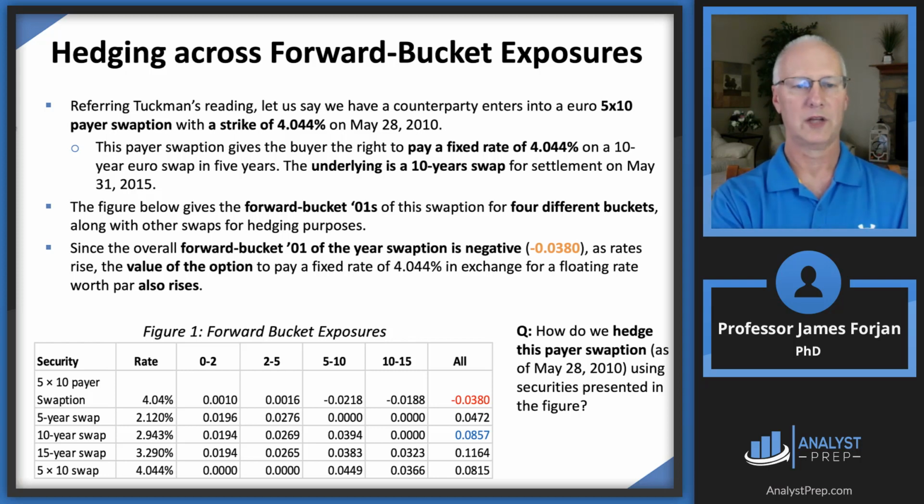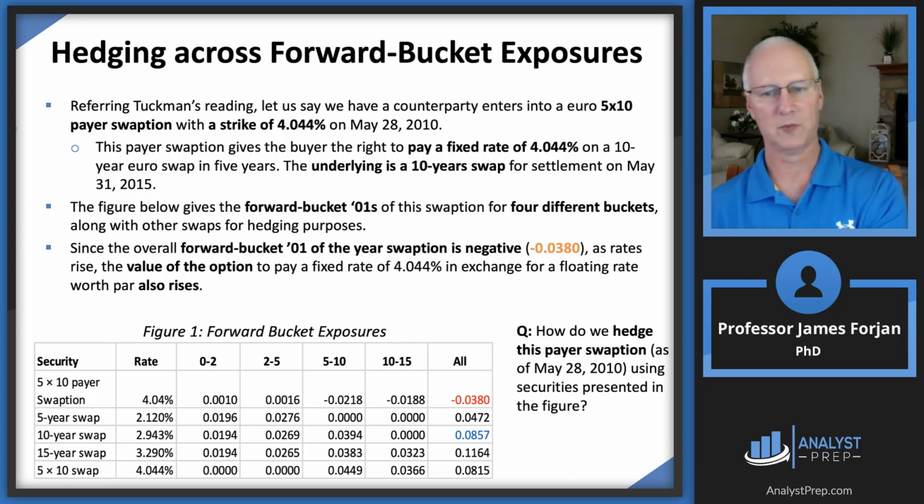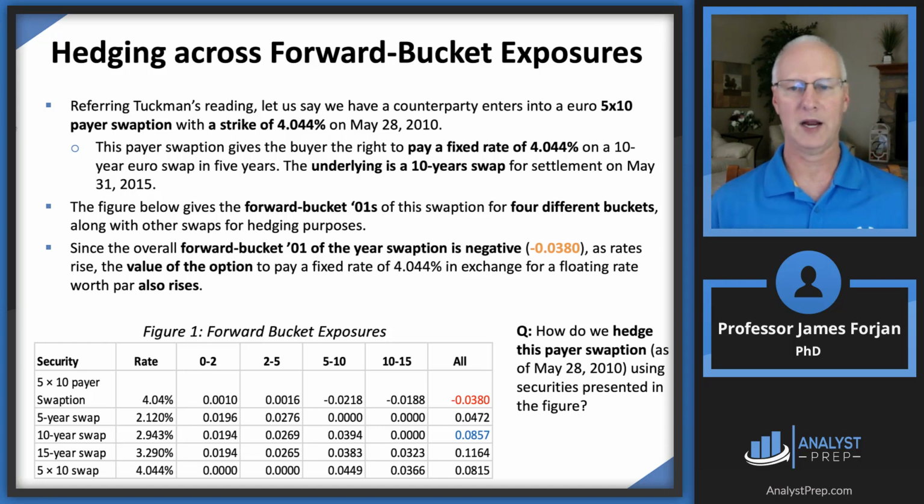All right, so there are the exposures across that first row. So there's the 5x10 pair swaption. There's the 4.04%. There's the rate, and so there are the exposures all the way to the right. Notice that I have in red there the 038, and that's negative. I have that for a reason. I'll tell you that in just a second. And then we're going to look at 5-year swaps, 10-year swaps, 15-year swaps, and then there's that 5x10 swap. That's the underlying asset, right? So the question over there on the right-hand side is, how do we hedge this pair swaption?